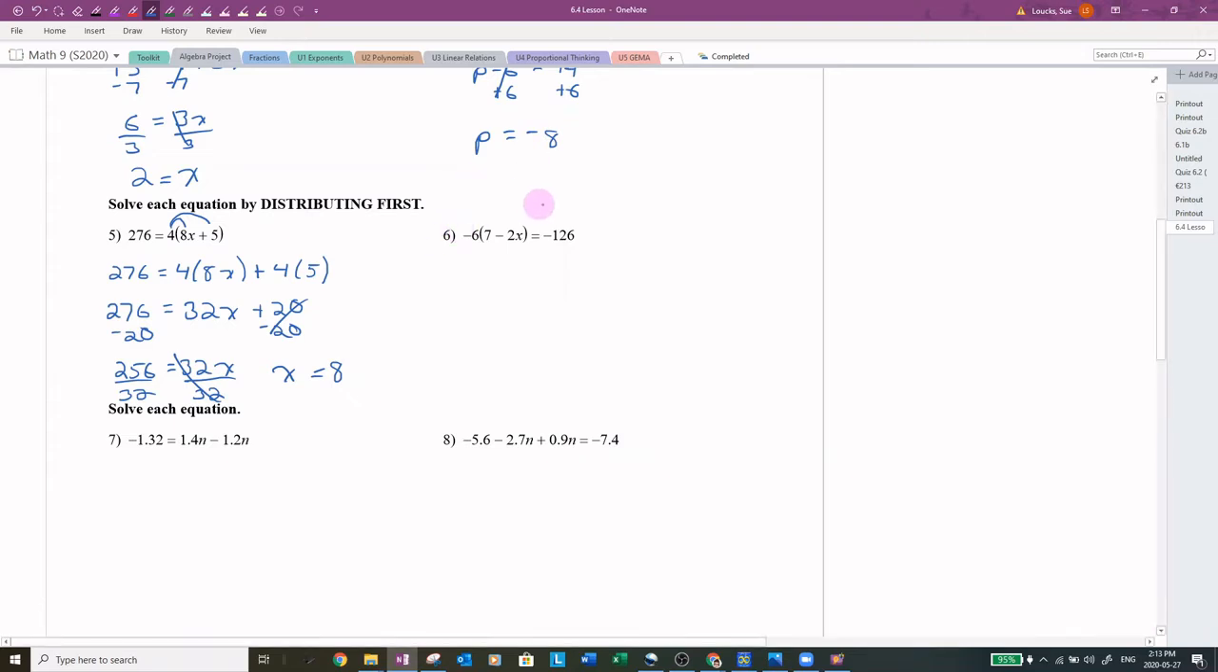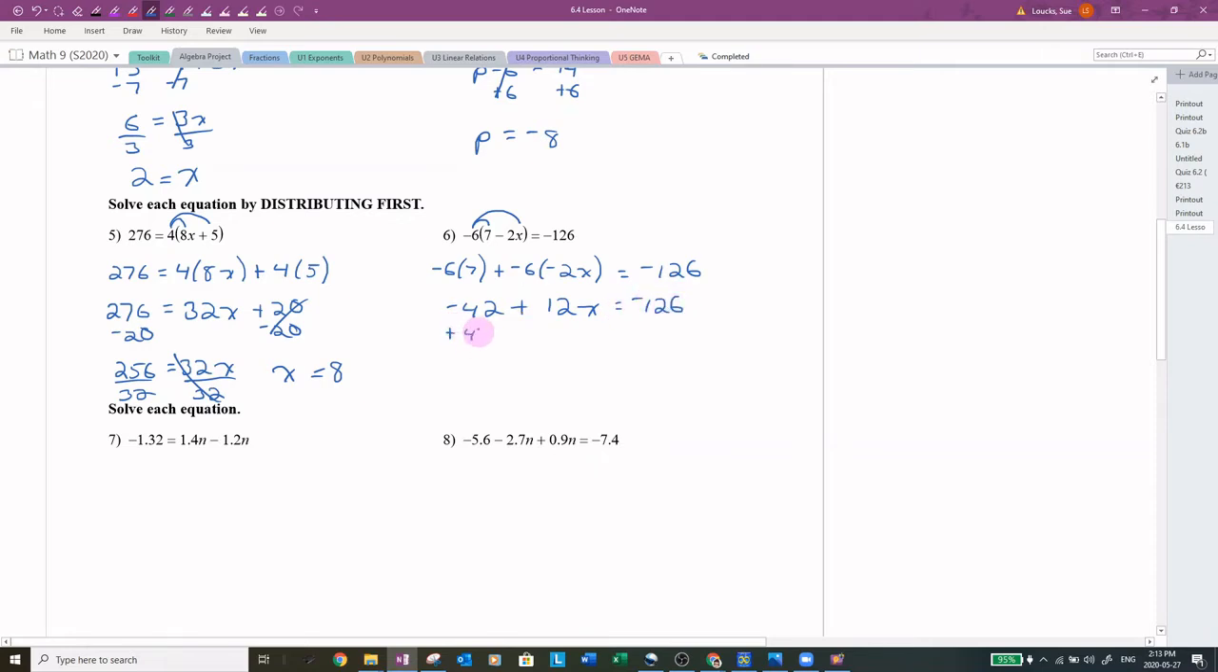All right, now we're going to do the distribution, or the rainbow lines, or the water bombing, whatever you want to call it. Distribution is what it's technically called. So I need to multiply my -6 times the 7 and the -2x. I think the clearest way to write this is that I have -6 times 7 and -6 times -2x, and that equals -126. So this becomes -42 plus 12x equals -126.